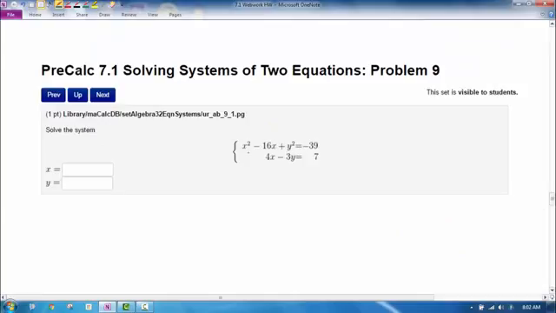Next one, the only way I would know how to do this one is substitution, so I would solve one of these for x or y. So I'll solve it for x. You get 4x equals 3y plus 7. Divide both sides by 4. And what makes this one tough is I'm dealing with fractions the whole time. So this might be tricky, but we're going to have to plug this equation in for x right here and right here.